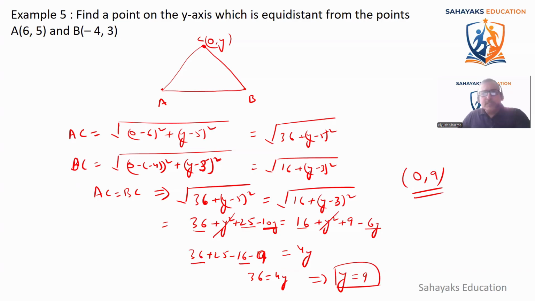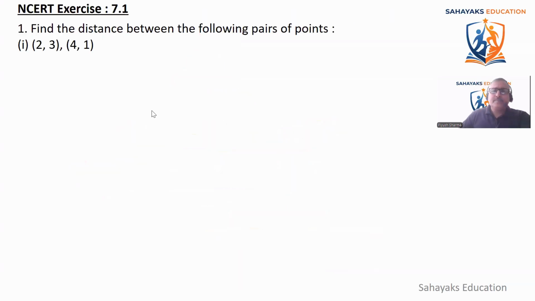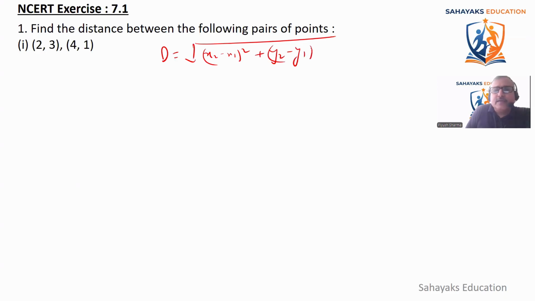Okay, let's come to the next question. Find the distance between the following pair of points. This is from NCERT. This is the first question, and it's a pretty simple question. Because we have done these kind of questions, a lot of questions. So what's the formula for finding distance? Distance is equal to square root of x2 minus x1 whole square plus y2 minus y1 whole square. So let's find it out.